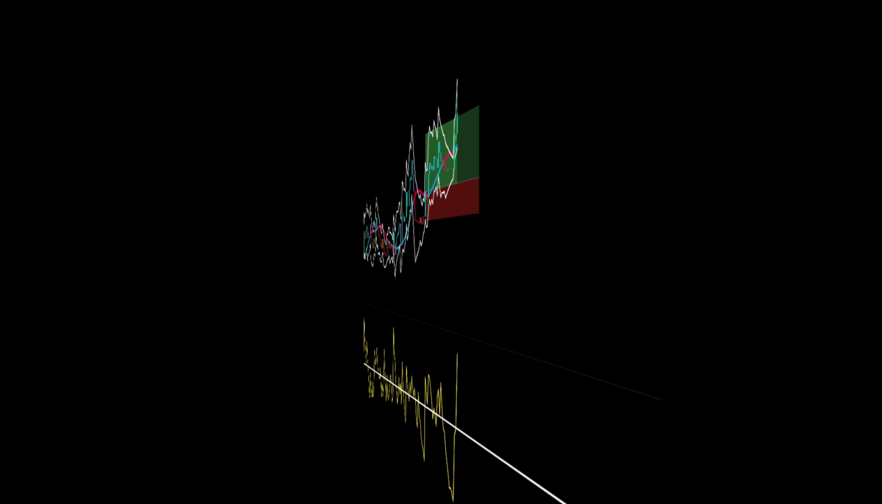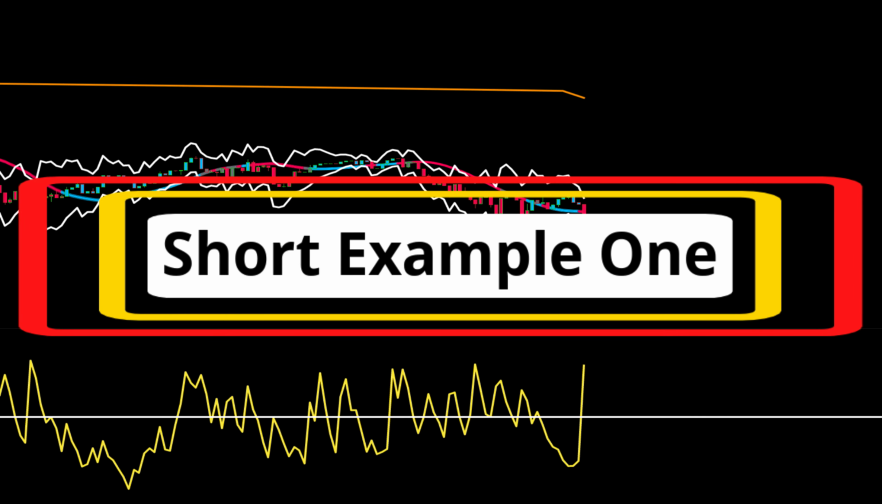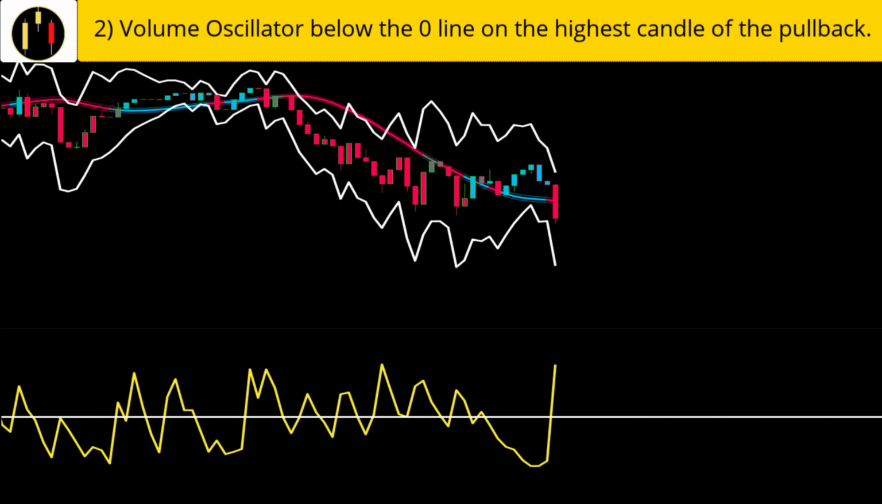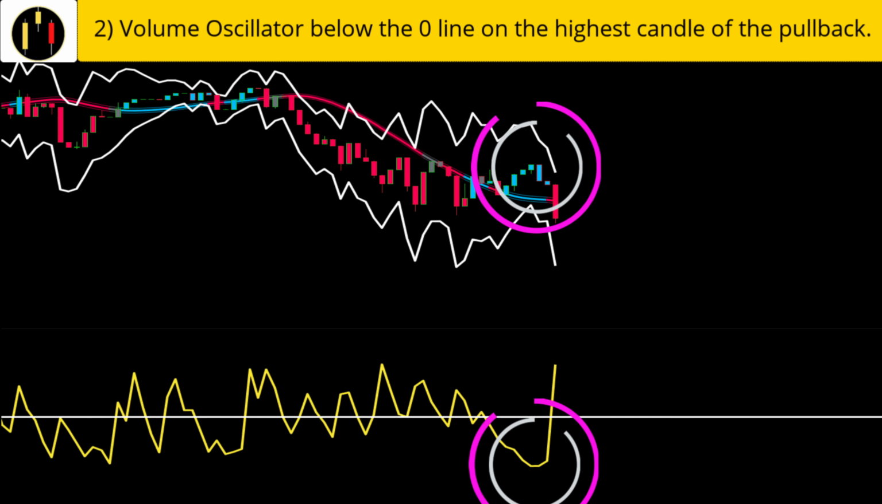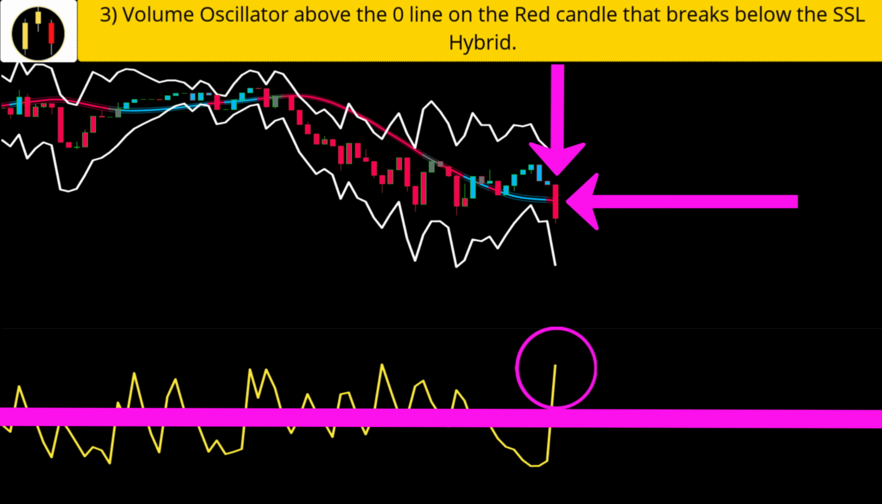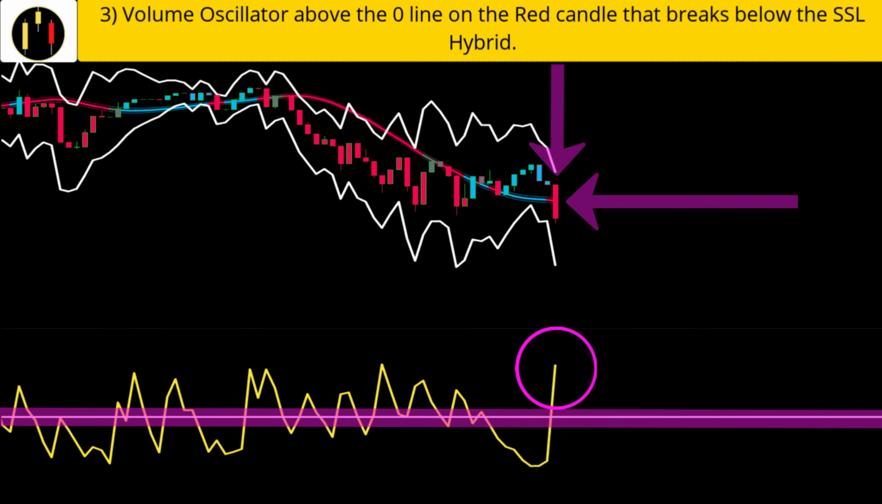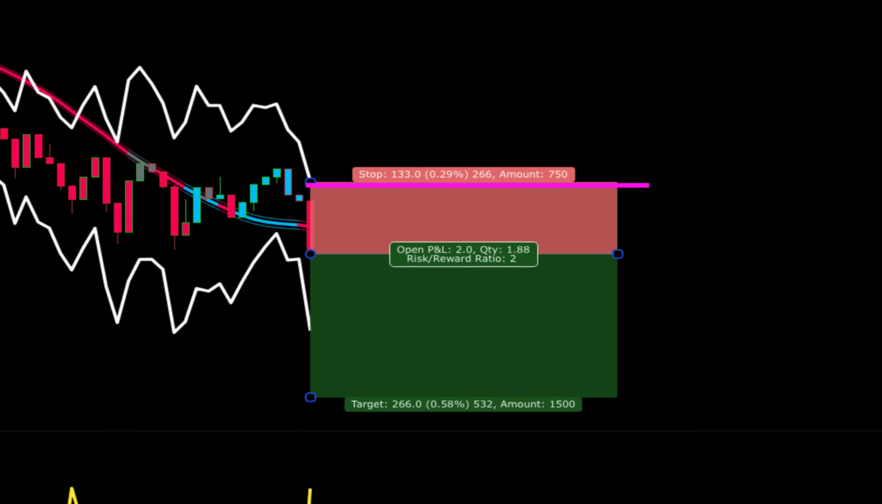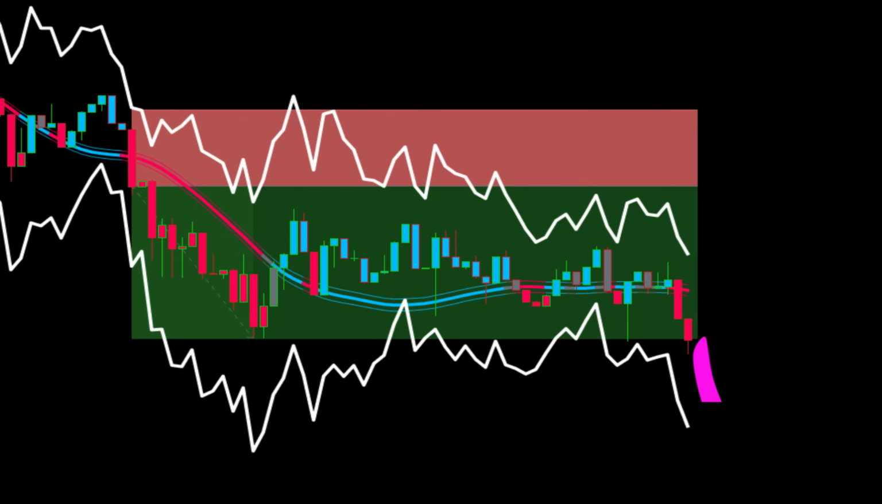Now we flip to shorts. This is what I will test for shorts. First, we can see that the price is trading below the 1 hour 50 exponential moving average. Next, when I zoom in, you can see that the highest candle in the pullback comes along with the volume oscillator being under the 0 line. Third, price closes below the SSL hybrid line with a solid red candle and it takes the volume oscillator above the 0 line. The 3 rules are met on this candle. That is our trigger. The stop is placed at the ATR band above the candle and 1 to 2 is the target. And this short hits the profit target.